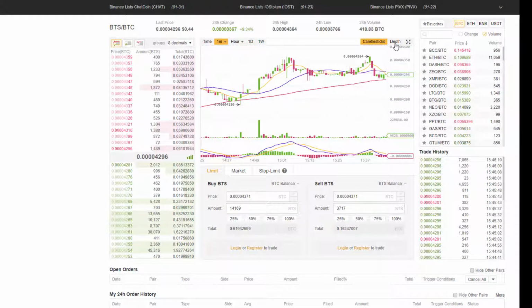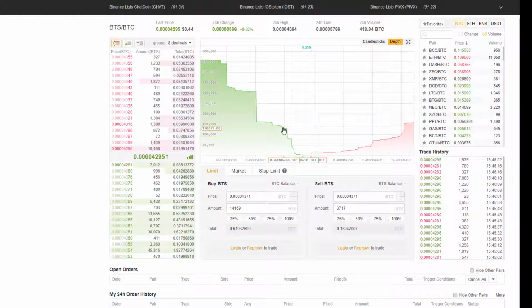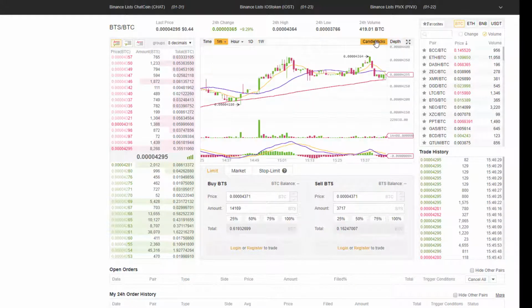Between that, if we look at the depth chart, this is also good to see too, even if some of it might be artificial, that look, there's support here on the books and there's support here. So you want to see multiple support levels, ideally, because usually those don't go away too quick, especially if nothing changes on the sell side, right?